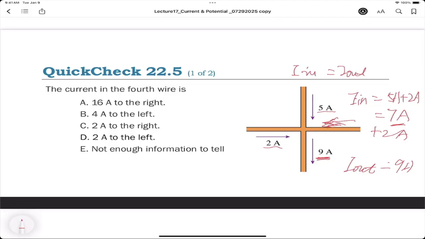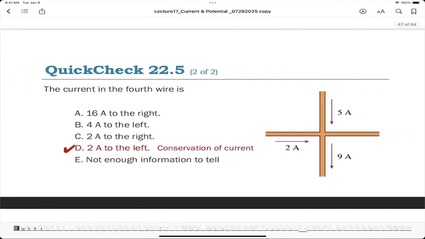That makes sense to you. So there is a 2A to the left. Yeah, the answer should be D. Does this make sense to you? Yeah, we based this on the conservation of current, Kirchhoff's junction law, to calculate this.